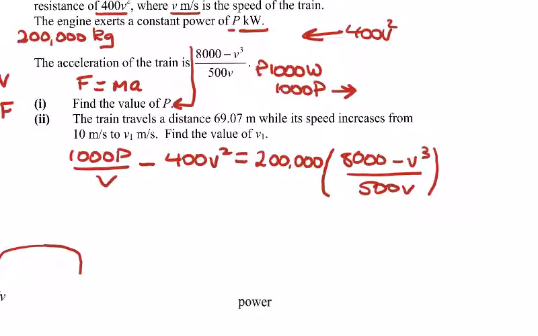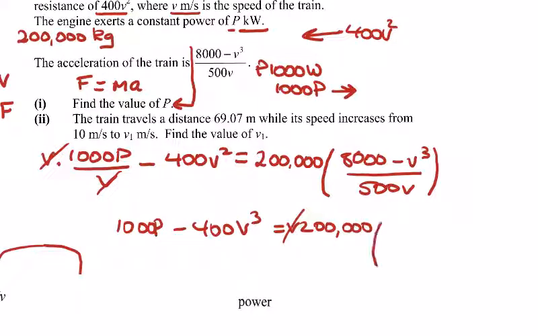So what's the easiest way to multiply? Maybe by V. If we multiply everything by V, we'll cancel the V's on the bottom. This will become 1,000 P minus 400 V cubed equals 200,000. The V will cancel with the 1 on the bottom, leaving 8,000 minus V cubed over 500.